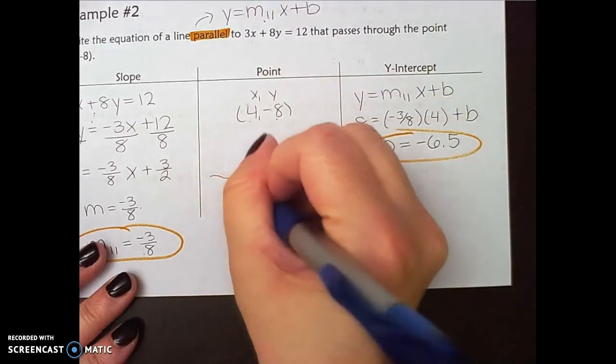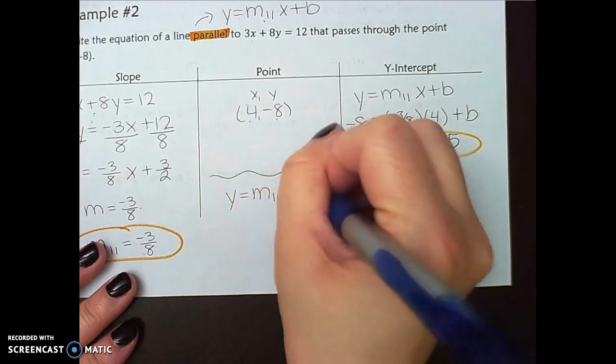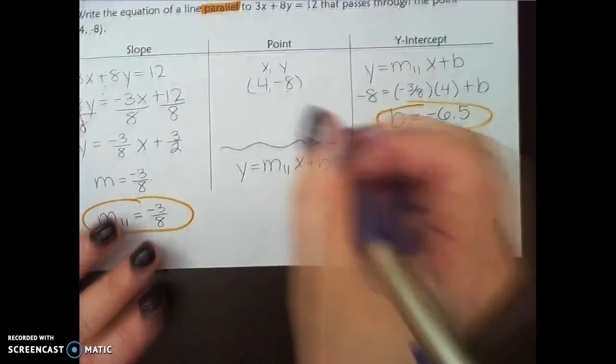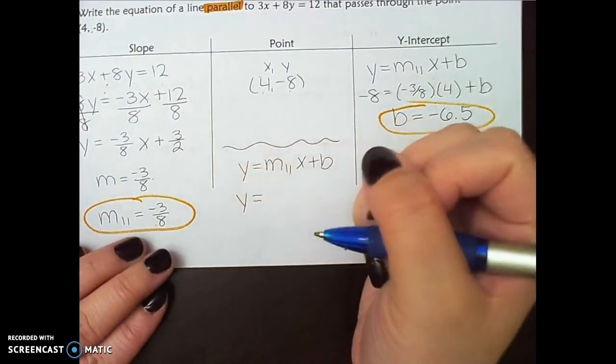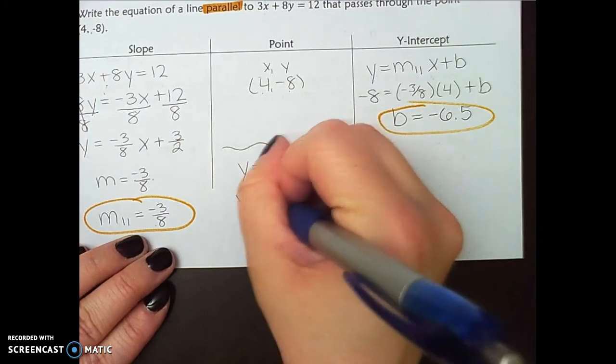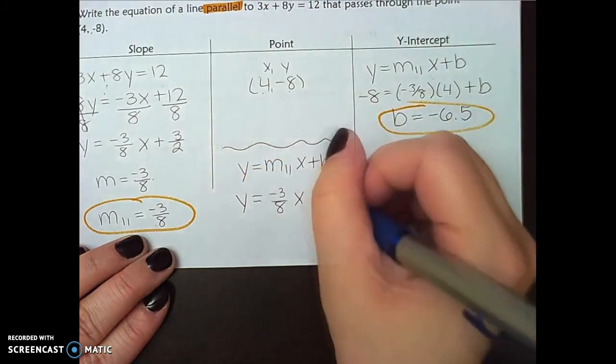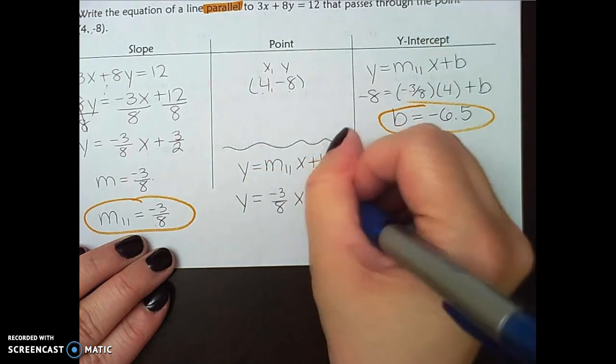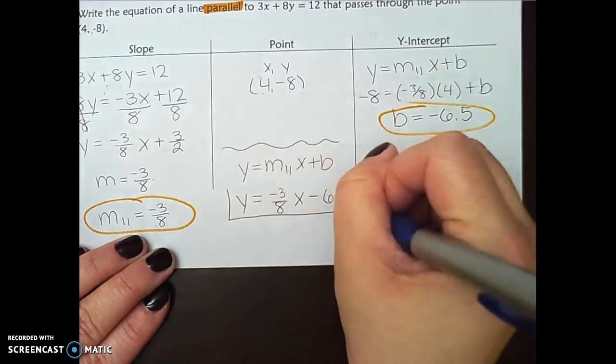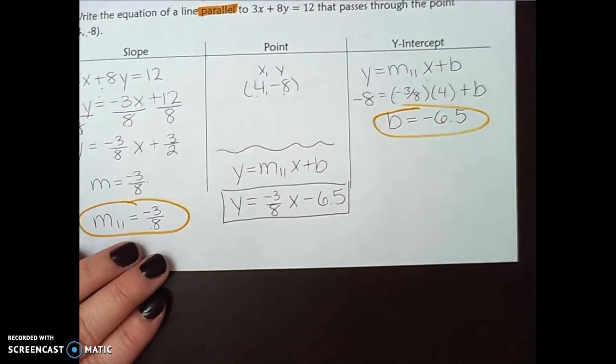So I have y equals my parallel slope x plus b, and then I'm going to make my substitutions. So y equals, my parallel slope is negative 3/8, x, and then my y-intercept is negative 6.5. This is my equation. Box it in, and we're done.